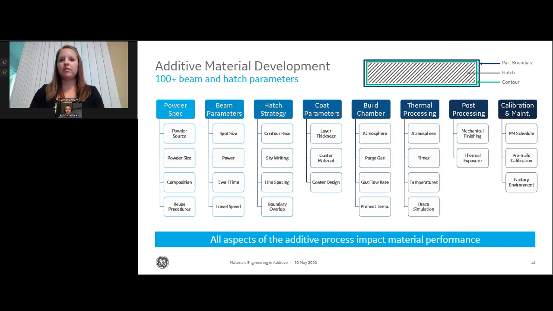Within those parameters, there are several things that we can change that will affect each of those properties. Starting with the beam parameters, spot size, power, dwell time, and travel speed are all big influencers on what your resulting properties will look like. From there, the hatch strategy. Within that hatch or bulk setting and how you're going to trace the part from both a hatch and a contour perspective, a lot of your spacing options will have an influence, what the overlap is between the boundaries, and things such as contour passes and skywriting will influence it as well.